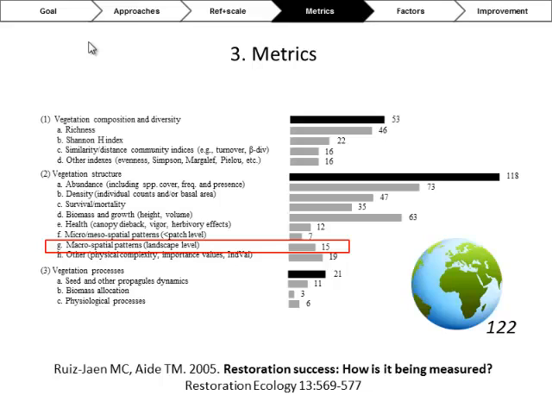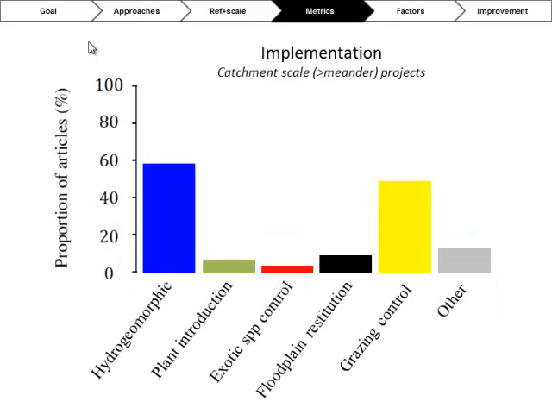Something else that was quite striking from these results is that we found just a few papers that were using metrics measured at the landscape scale. It's very interesting that, at the scale of the implementation of the actual restoration works, when we look at the proportion of projects for the hydromorphic techniques and the grazing control techniques, we see that most of those projects are implementing their works at the catchment scale.